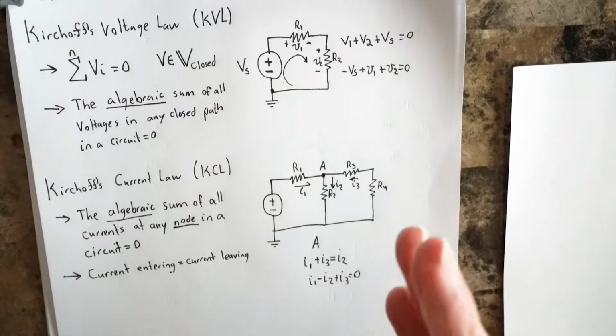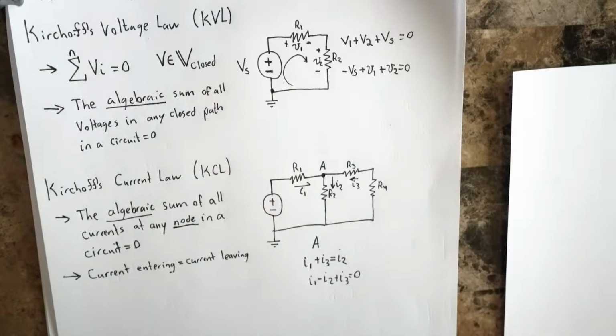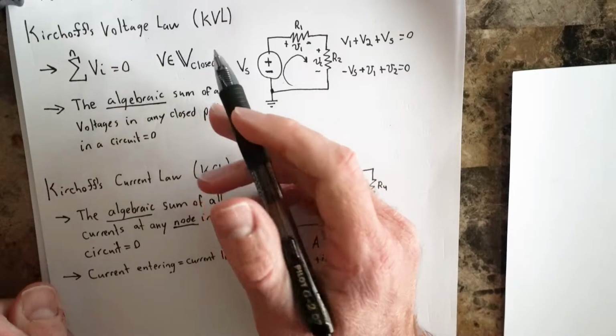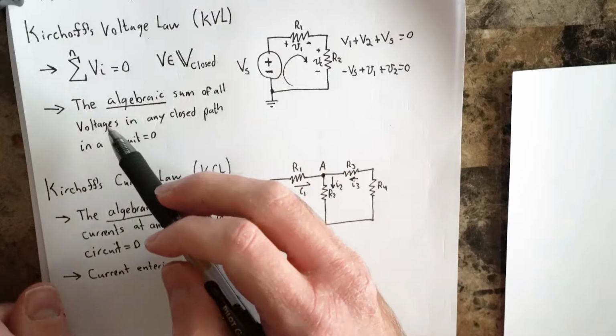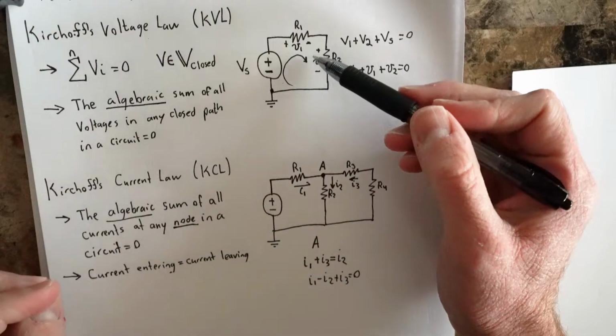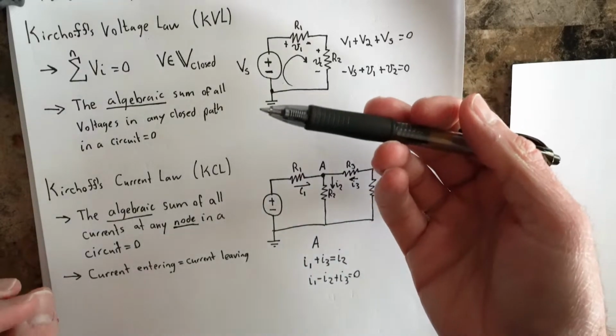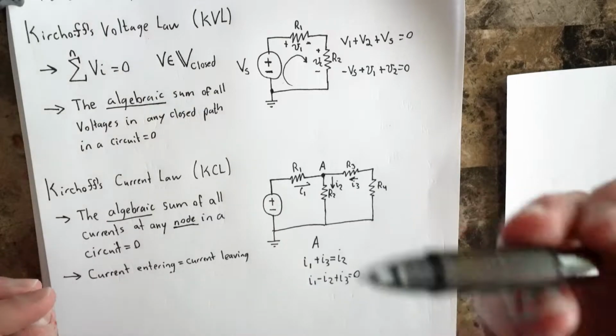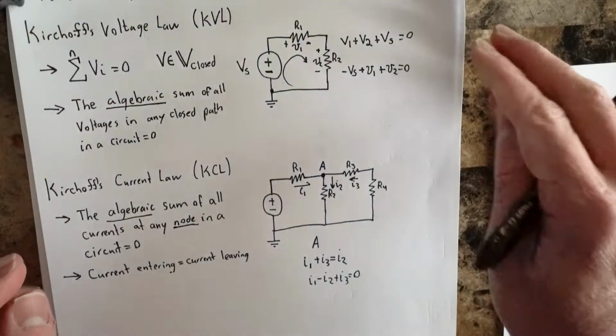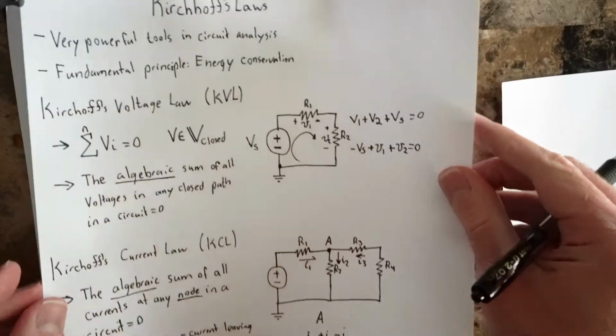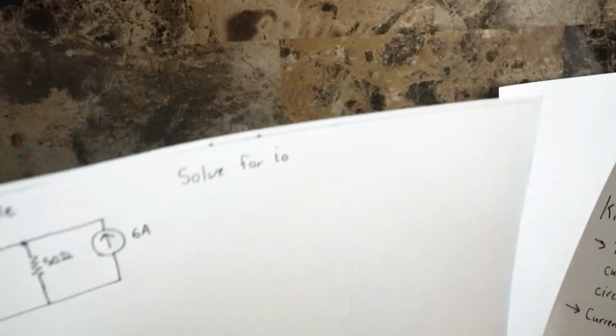And with these two very simple laws, we can solve the lion's share of our circuits, and these will also form the basis of more advanced analysis techniques such as node voltage and mesh current analysis. Now, this is all conservation of energy. The fact that the sum of all voltages in a closed path must equal 0, and the algebraic sum of all currents entering nodes must equal 0, is simply energy conservation in that we can't get out more than what we put in. So let's use KVL to solve for a relatively simple circuit here.